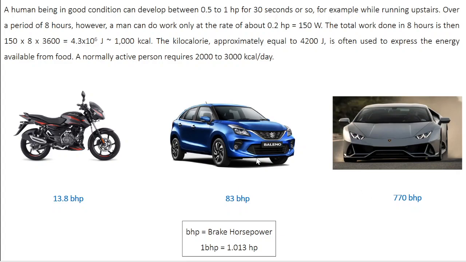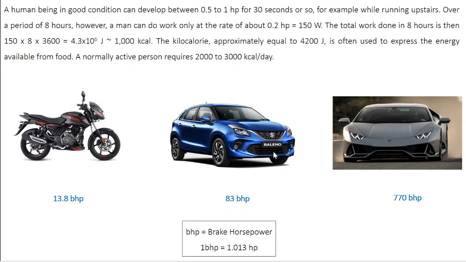Now, why does a car require more power compared to a bike? The answer is pretty simple, because bike is much lighter compared to a car. A Pulsar 150cc bike is maybe like 140 or 150 kilogram. On the other hand, a Baleno car is around 1000 kilogram. So to move a car, you need to put in more effort. The engine has to produce more work. In other words, the engine has to generate more power. That's why a car has higher power compared to a bike.